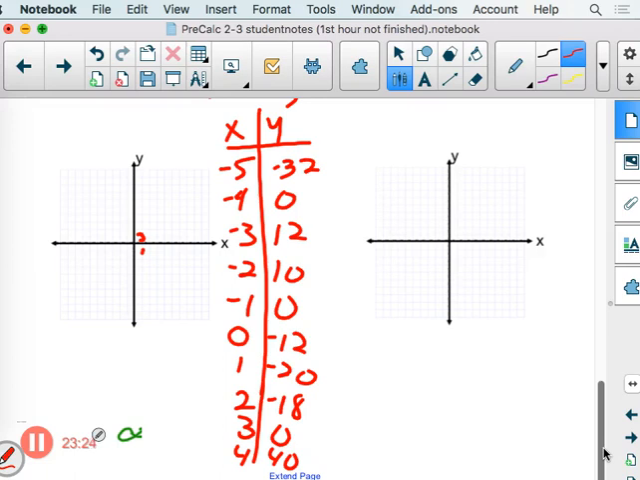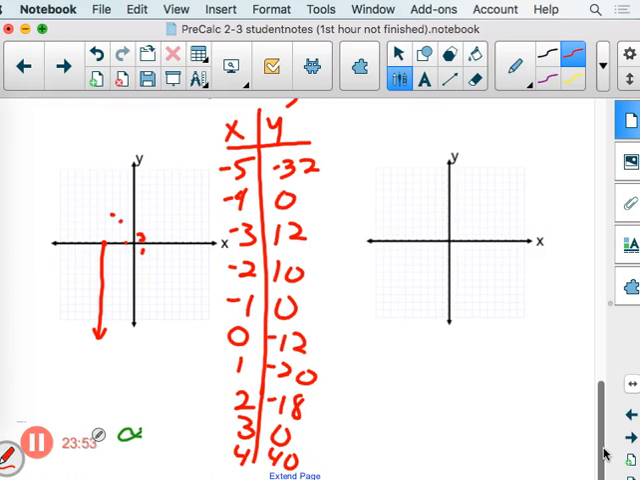Alrighty, let's get this graph. We've got negative 4, 0, so 1, 2, 3, 4. And then I know it's going to go down to negative 5, negative 32. So that's pretty steep down there. And then I have negative 3, 12. So negative 3, 3, 6, 9, 12. Right there. Negative 2, 10. 3, 6, 9, and a little more.